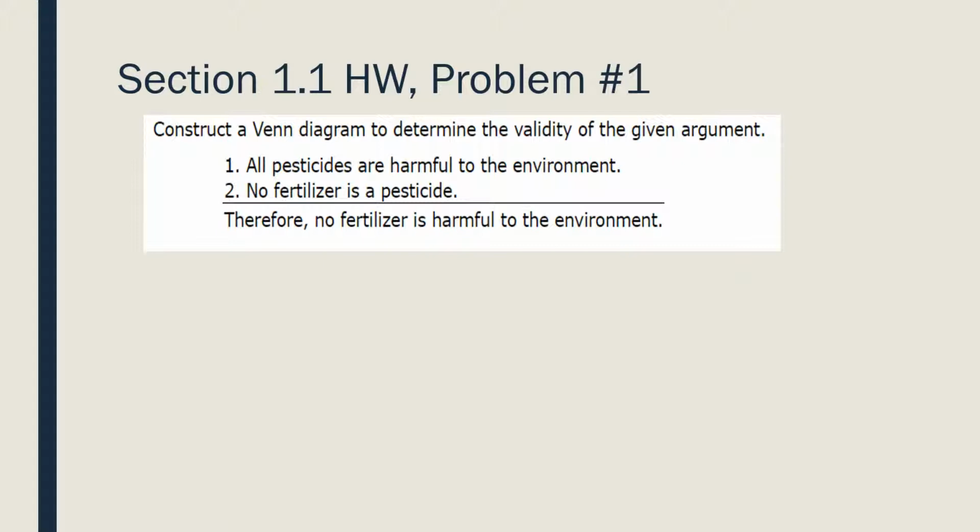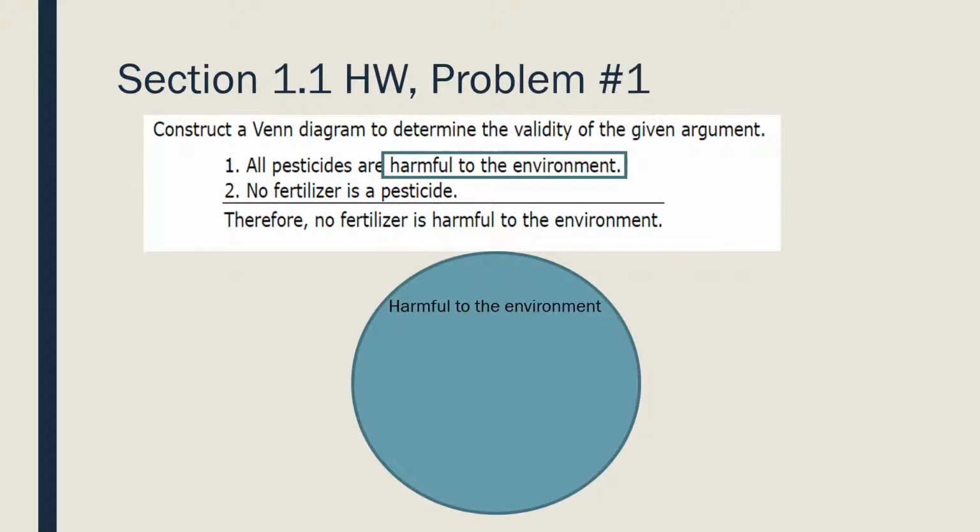Alright, so let me teach you how to construct a Venn diagram of this syllogism. You always start with the ending part of your major premise. That's going to be your big circle in your Venn diagram. So draw yourself a big circle and label that harmful to the environment. Alright, so inside of this circle goes anything that's harmful to the environment. So you could put in here pollution, littering, cigarettes, anything that you think is harmful to the environment.